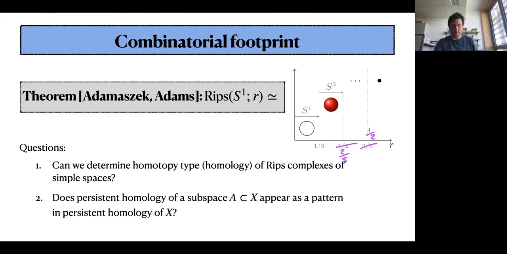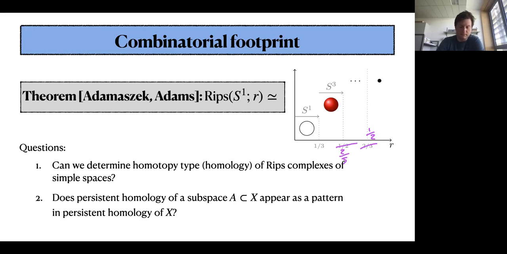So there are two questions, of course, arising from this. Well, can we prove a similar result for any other simple space? I don't know, sphere, torus, or anything else, or just a metric graph, which is not just a circle? And that's a very open question.